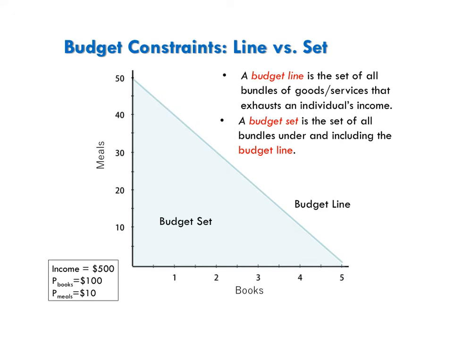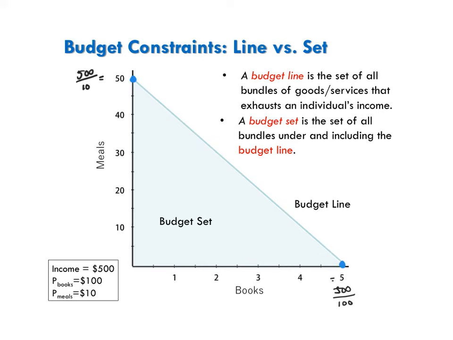The meals intercept, again, represents how many meals the consumer can afford if she buys no books or spends all of her money on meals. With an income of $500 and a per unit price of $10, the consumer can at most afford 50 meals. The books intercept represents how many books the consumer can afford to buy when he buys no meals. Again, with an income of $500 and a per unit price of $100, that means the consumer can afford at most 5 books.